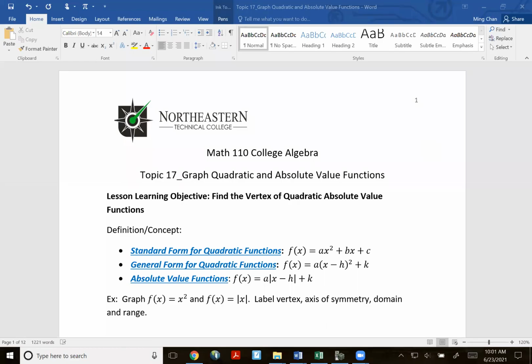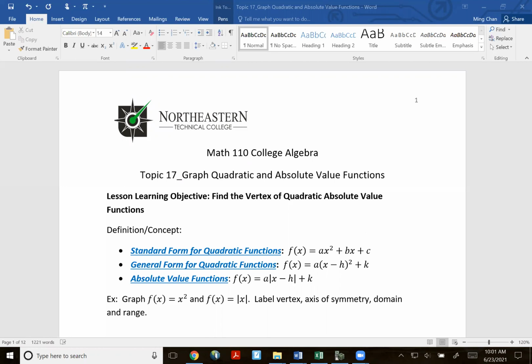All right, welcome to topic 17, graph, quadratic, and absolute value functions. We talked a lot about transformation, inverse functions, and composition of functions before. We also talked about operational functions. We even talked about all the basic graphs of all the functions in the previous topic.